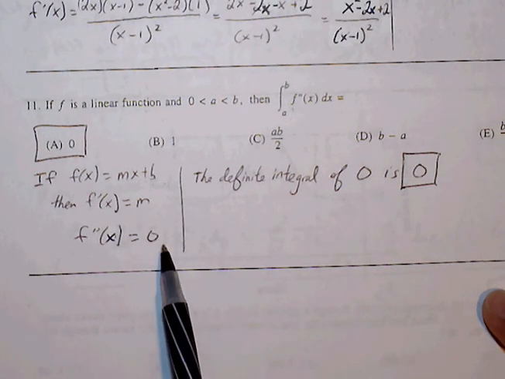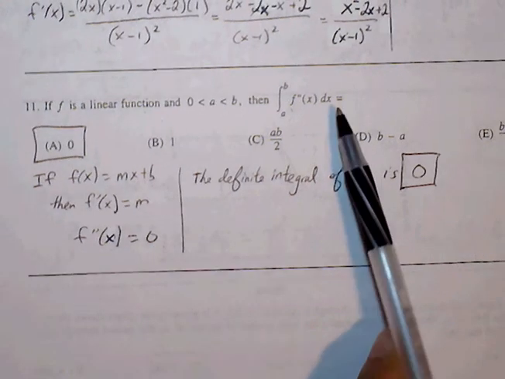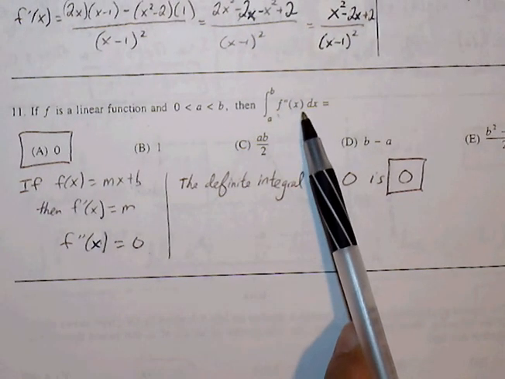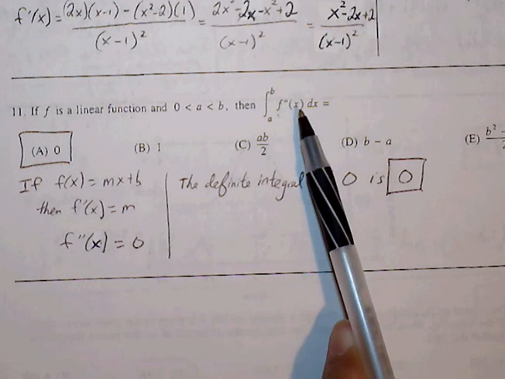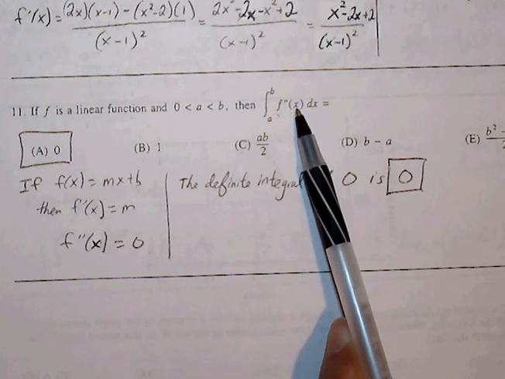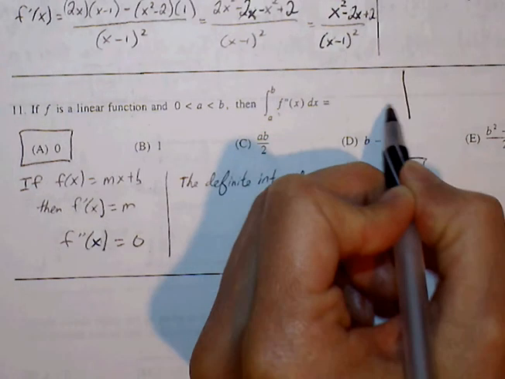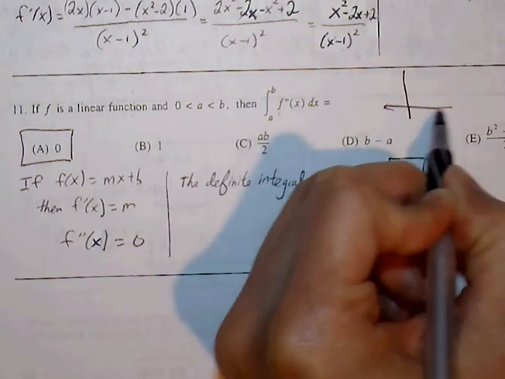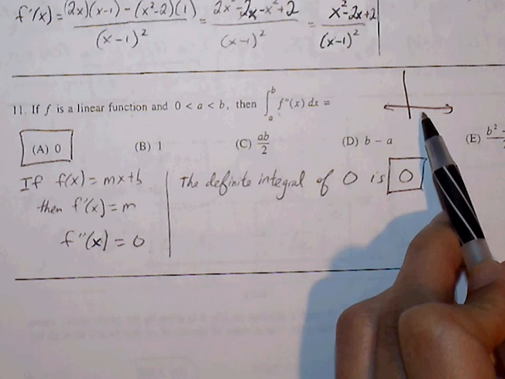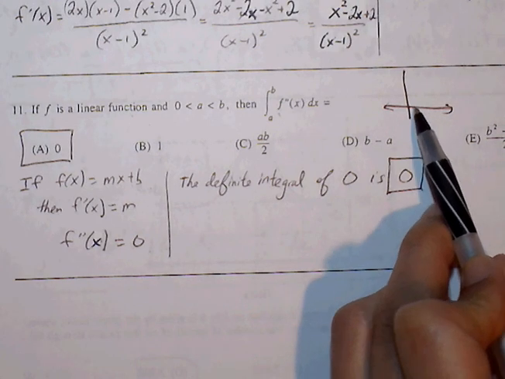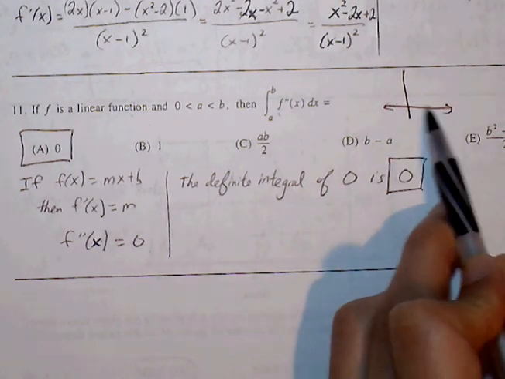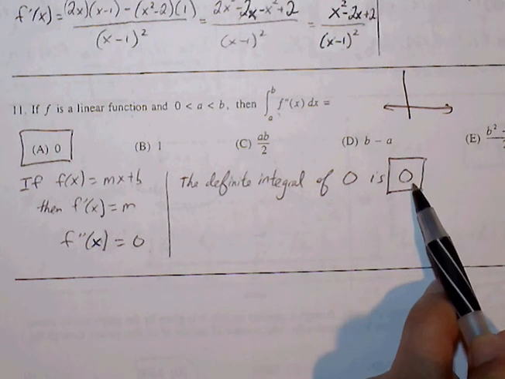So now they're asking us to find the definite integral of 0. Okay, what's the area under a curve that is 0? There is no area under the curve of y equals 0. So if you were to graph y equals 0, that is just going to be the x-axis. And the region between the x-axis and the curve is not going to amount to anything. So we know the definite integral of 0 is simply going to be 0.